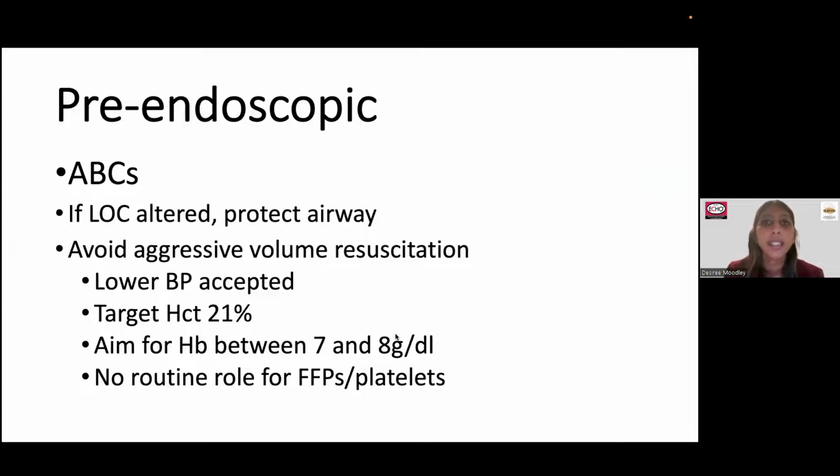So as we know, ABCs, resus. If they're not maintaining their airway, either because of level of consciousness or massive bleeding, you need to protect it. Avoid aggressive fluid and volume resuscitation. So you accept a lower blood pressure in these patients and you target a hematocrit of 21%. In terms of transfusion, you're allowing an Hb of between 7 and 8. Obviously, if someone's got cardiovascular risk factors, then you'll aim for 8. And there's no routine role for FFPs, platelets, or even Cyklokapron.